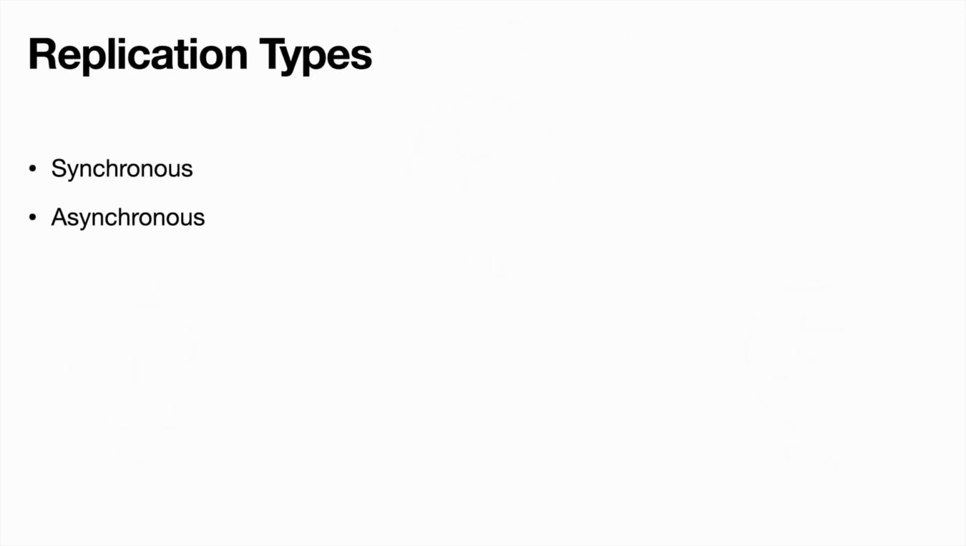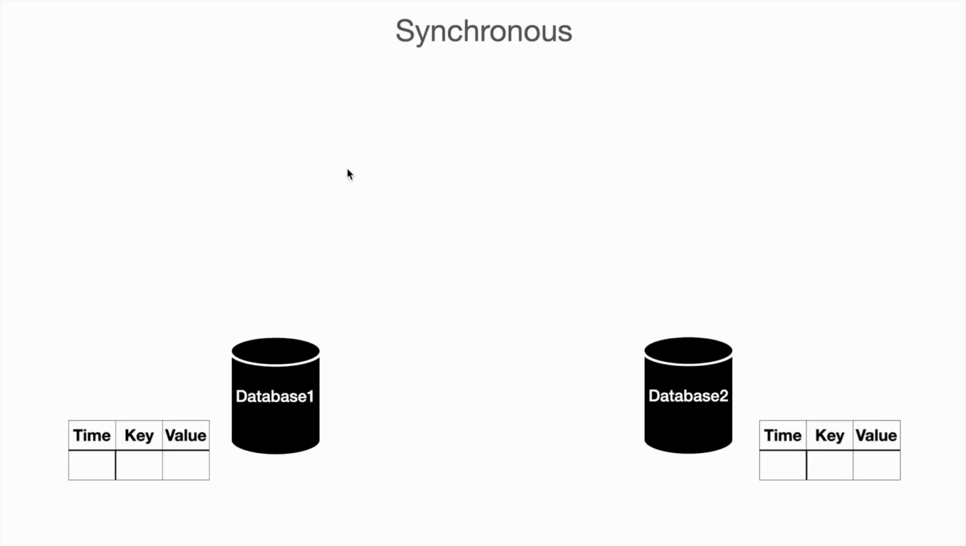What are the types of replication? First is synchronous, second is asynchronous. Let's suppose we have two databases, database 1 and database 2, and the client is making a write request to database 1. The write request is setting the value of x equal to 1.